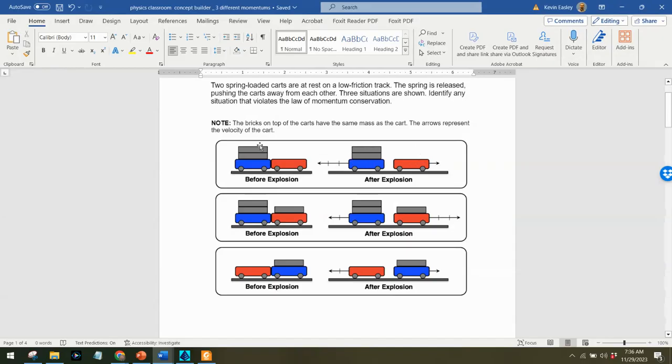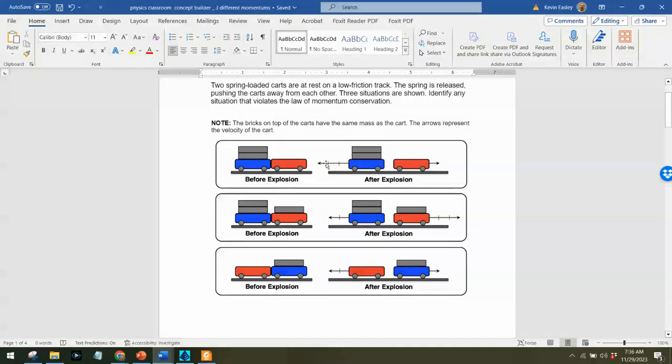Like if you look at this, before the explosion should be equal to after the explosion. Before the explosion, there are no arrows, so they're sitting still, so the momentum, which would be mass times velocity, would be 0. After the explosion, it tells you within here that each unit of velocity is equal to every other unit, and it's shown by these little blocks.